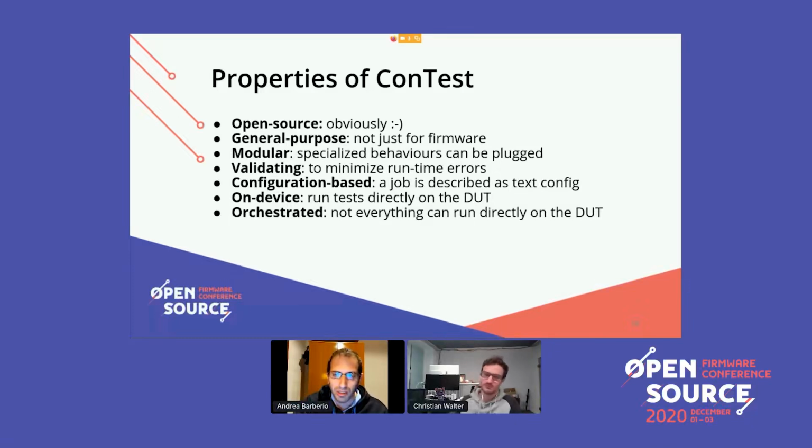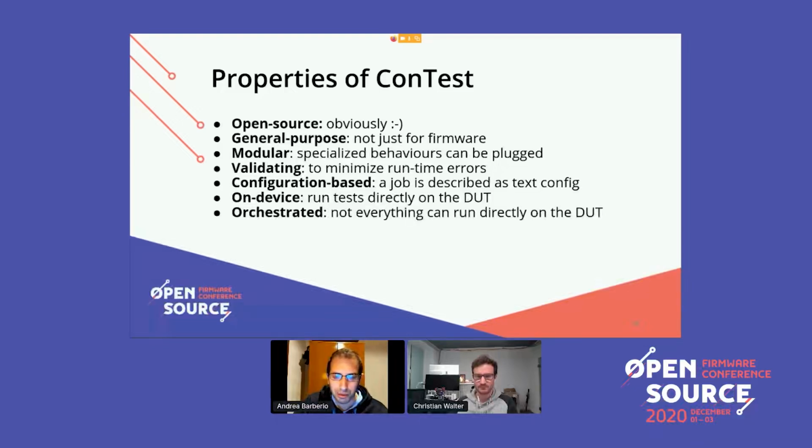ConTest is also a validating system. We try to minimize as much as possible runtime errors because we don't want, for example, a 6-hour test or even longer, 24 hours test to break late and waste a lot of our time when we know that something could have been caught earlier. For example, a plugin bug, a plugin misbehavior, a configuration misbehavior, permissions, lack of permissions, and so on. So this is validating as much as possible early at compile time or at job submission time, and only a few things can actually break it at runtime.